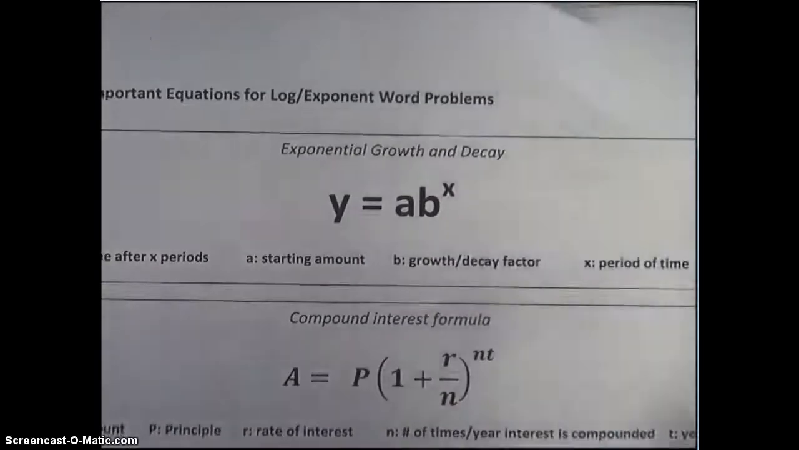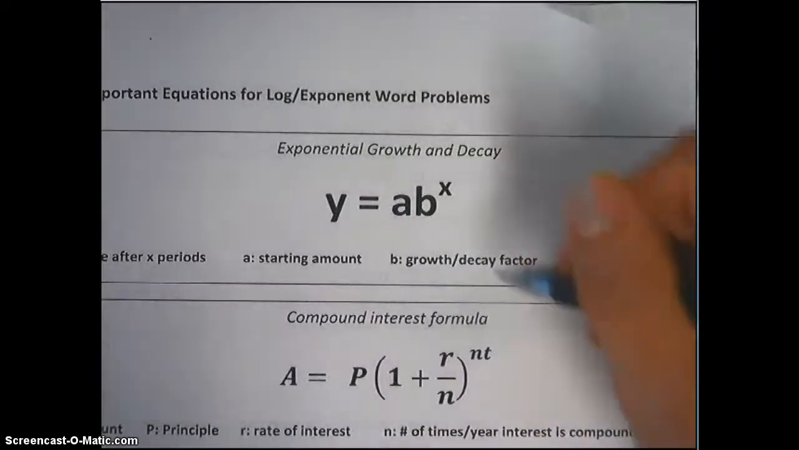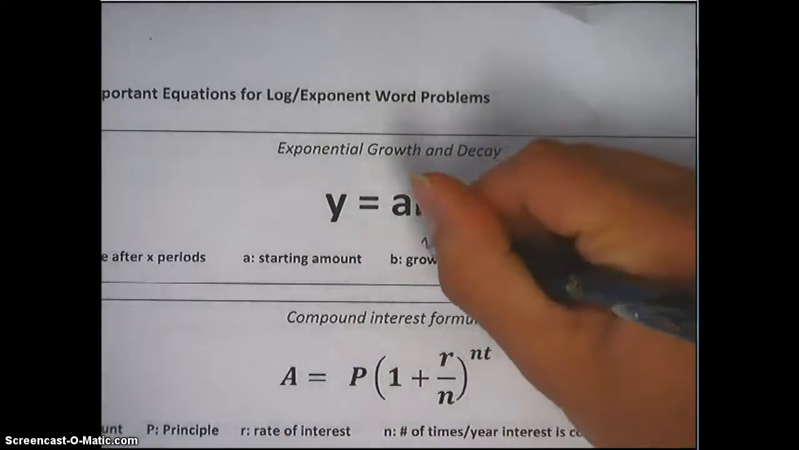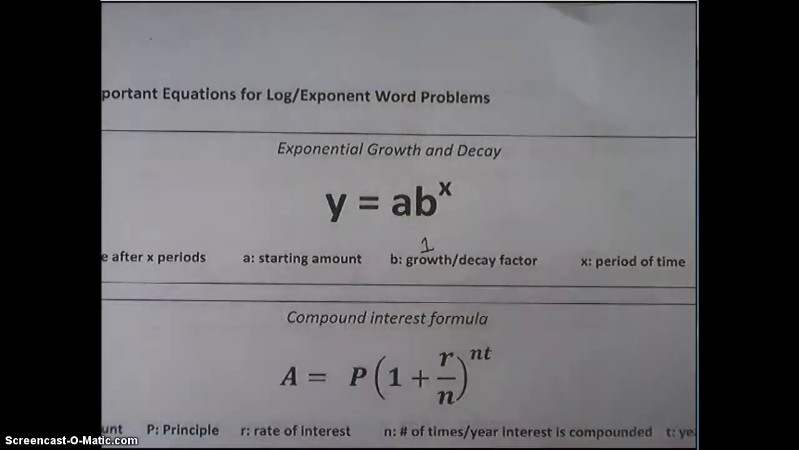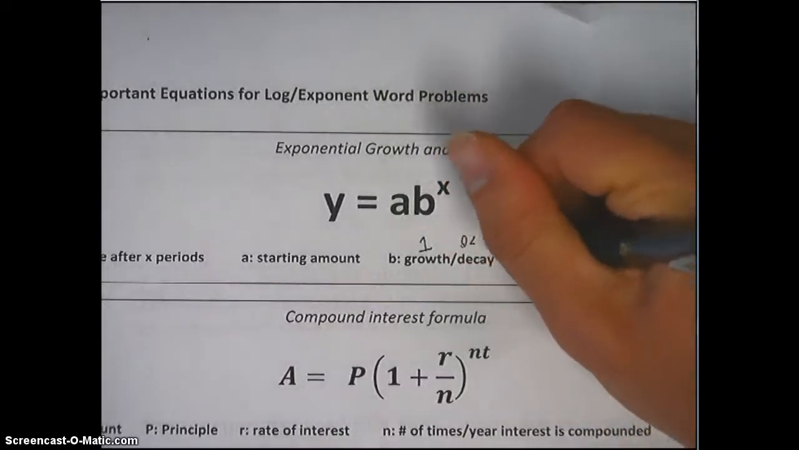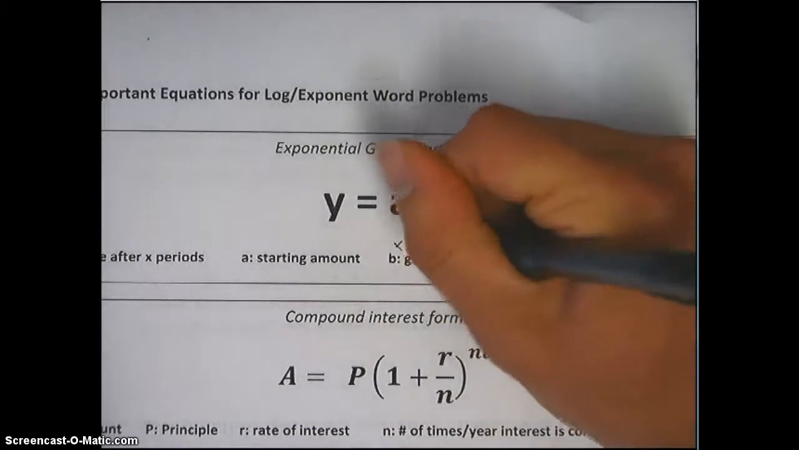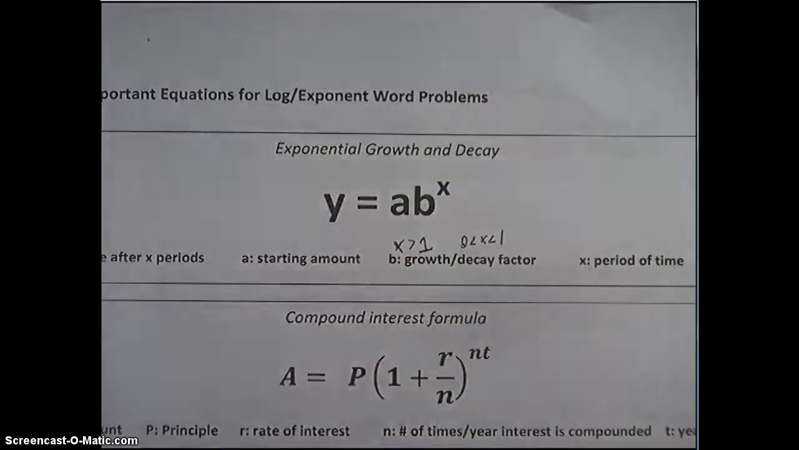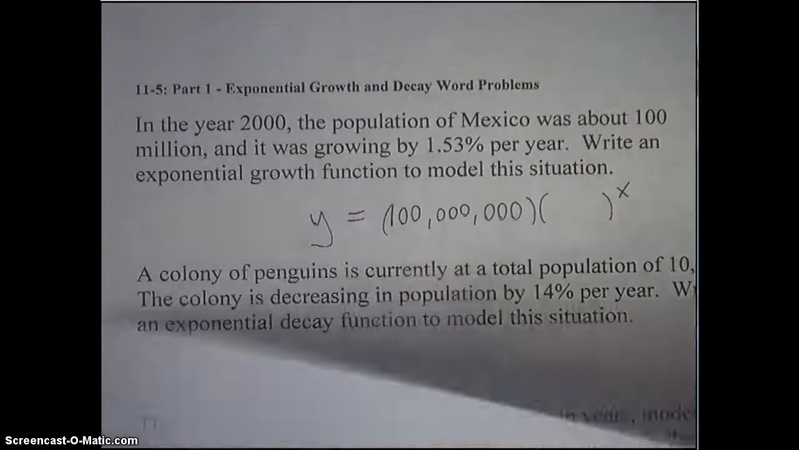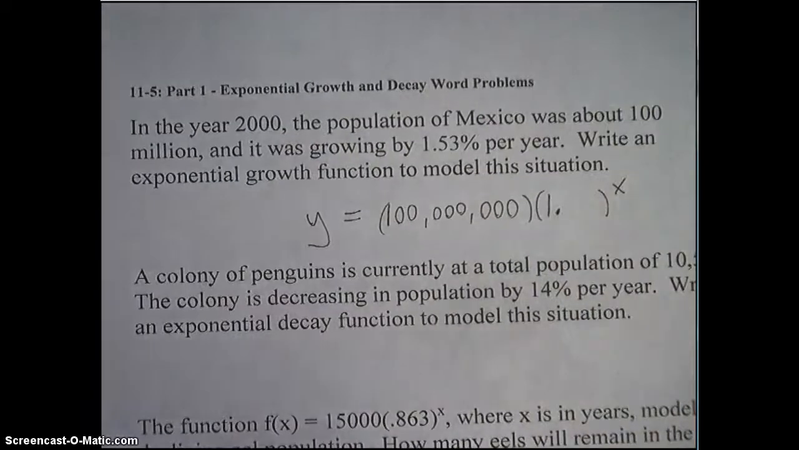Generally, I'm going to come back over here to the sheet. To get this growth or decay factor, if it's greater than 1, that is growth, and if it's between 0 and 1, that's decay. So we know it's going to be 1 point something because it's growing.